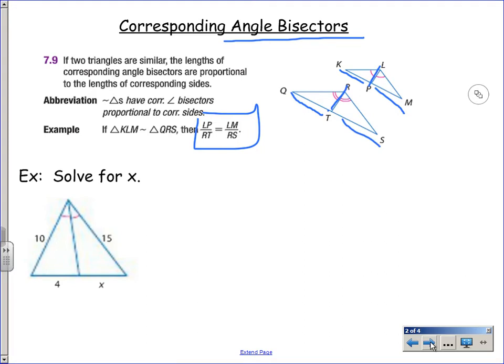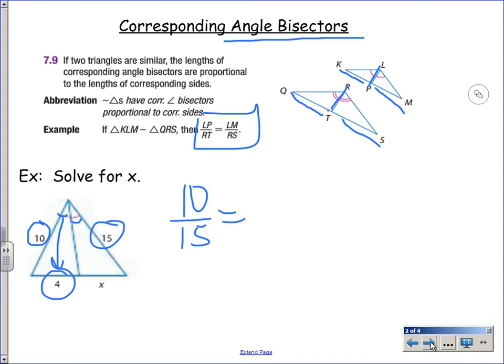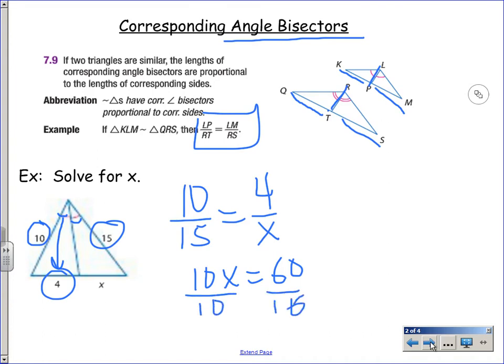So when we're using the angle bisector, we can also use the segments across from the congruent angles to set up our proportions. Looking at this example here, this is an angle bisector here, and I have 10 and 15 are both coming from the congruent angles. So 10 is to 15 and I know there's going to be a relationship between the angles that are congruent and the segments across from it. So 4 is to X. So going ahead and solving my proportion, I get 10X equals 60. We could have reduced that if you'd wanted to. Divide by 10, divide by 10. And now I get X equals 6.